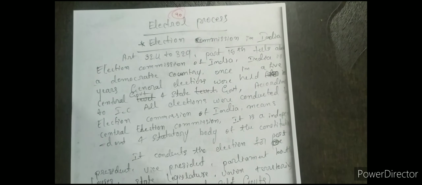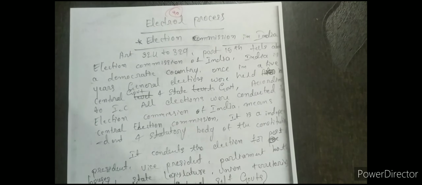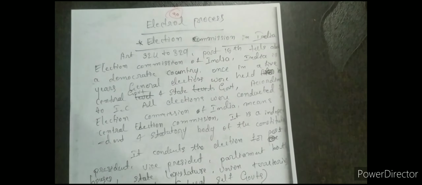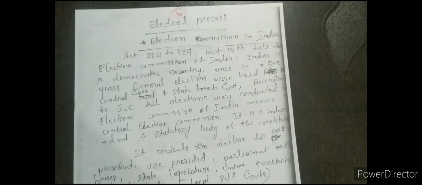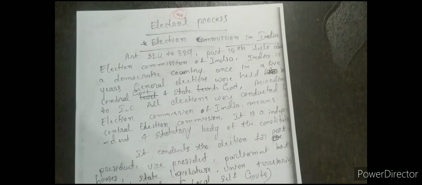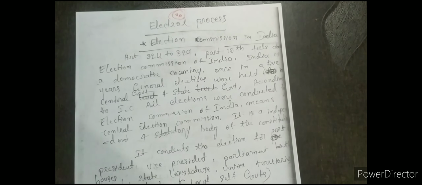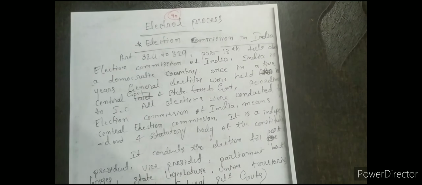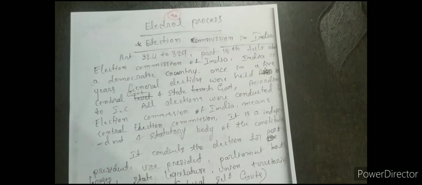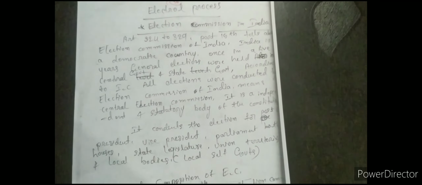According to the Indian Constitution, Articles 324 to 329 in Part 15 tell about the Election Commission of India. India is a democratic country. Once in 5 years, general elections are held for the central government and state governments. According to the Indian Constitution, all elections are conducted by the Election Commission of India, that is, the Central Election Commission. It is an independent and statutory body.